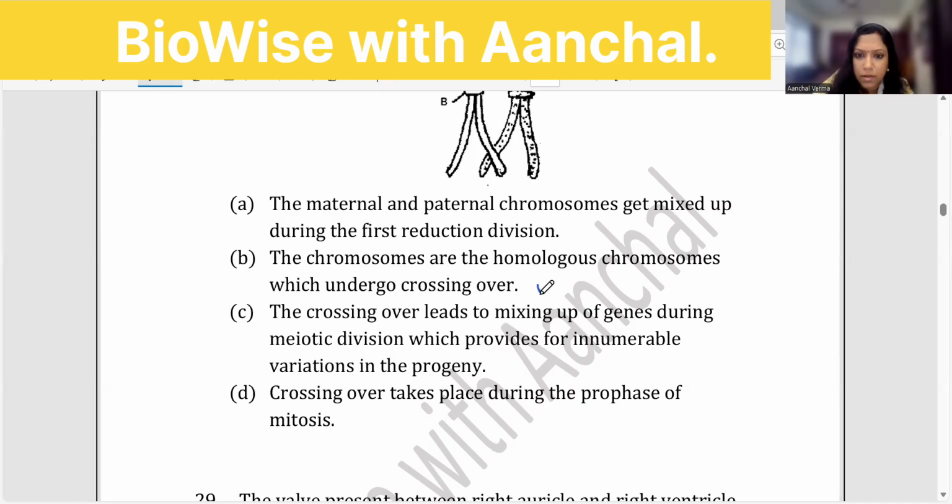So this statement is correct. The crossing over leads to mixing up of genes during the meiotic division, which provides for the innumerable variations in the progeny. That is also right. And crossing over takes place during the prophase. To be more precise, it is prophase 1 of mitosis. No, it is prophase 1 of meiosis. So this is the only wrong statement. Rest all statements are correct. So this D is the wrong statement.